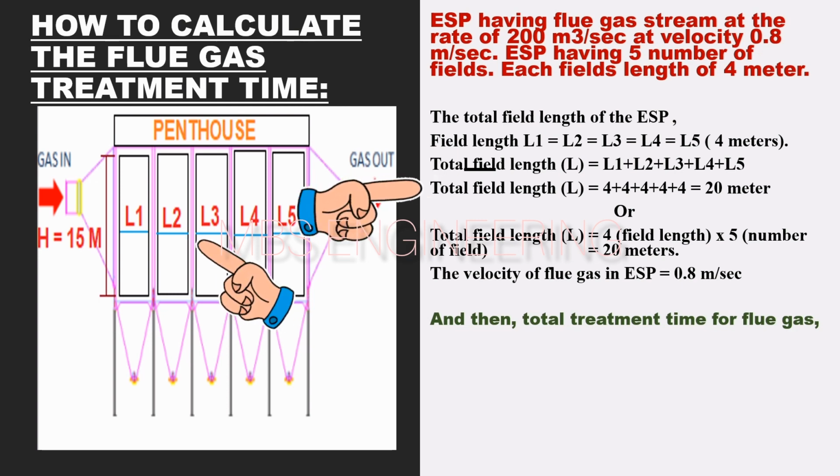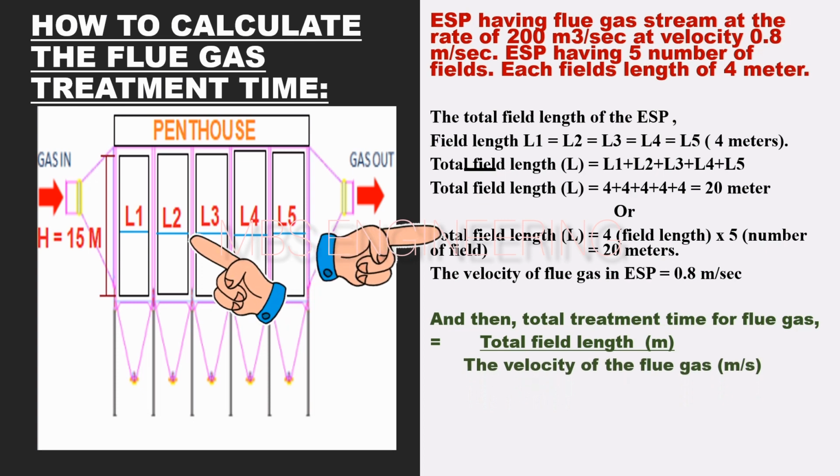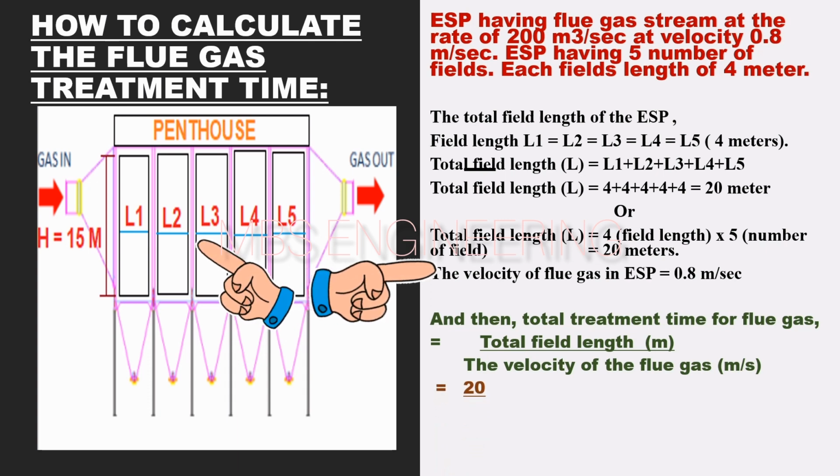Or another way, total field length is equal to field length multiplied by number of the fields. Then, 4 multiplied by 5. So, the total field length is 20 meters. The velocity of flue gas in ESP is 0.8 meter per second.